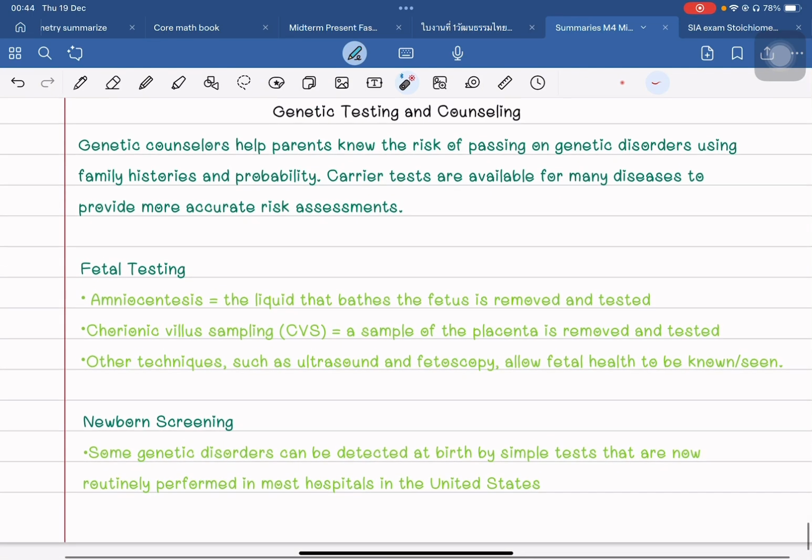Another one is newborn screening. Some genetic disorders can be detected at birth by simple tests that are now routinely performed in most hospitals in the United States.